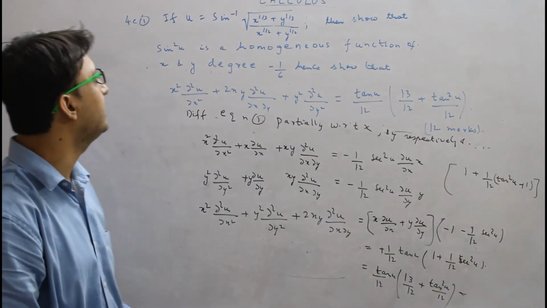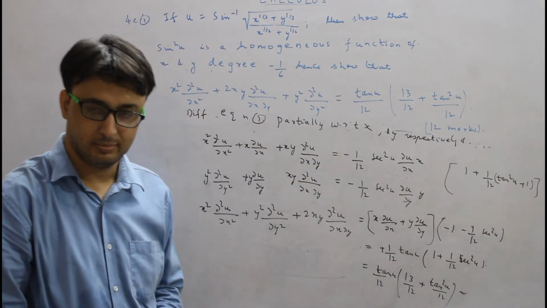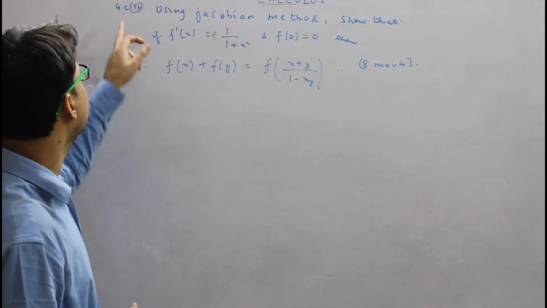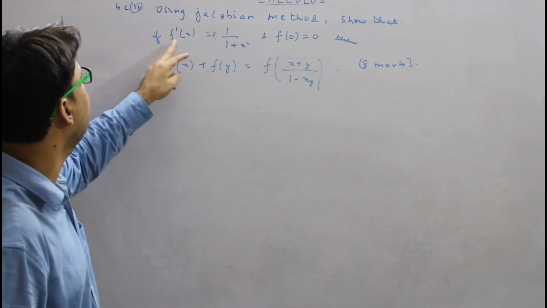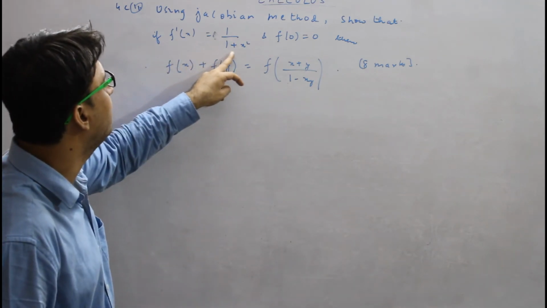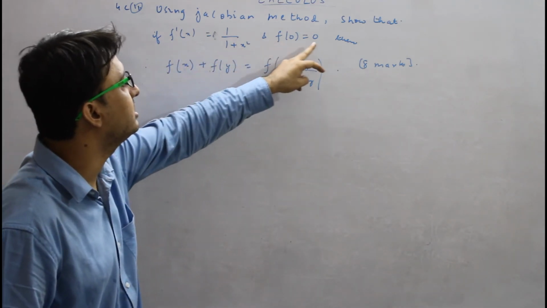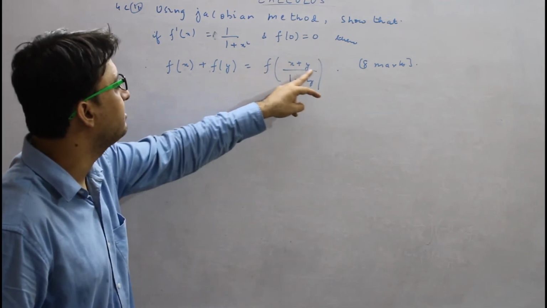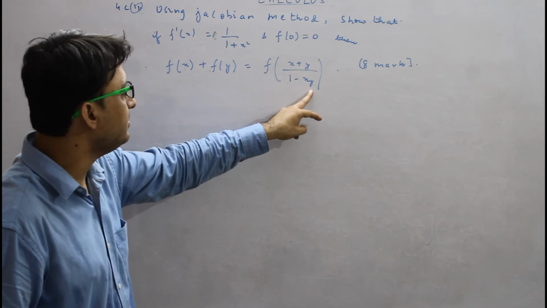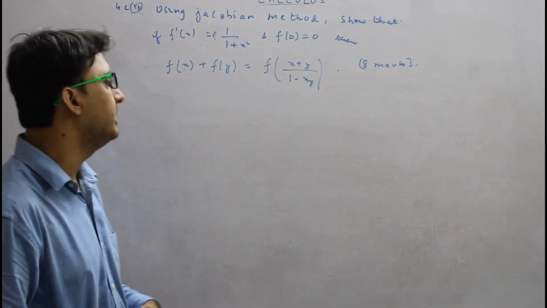Now I will take the last question for the session. So the question is 4c2. We have to use the Jacobian method to show that if f'(x) is equal to 1/(1+x²) and f(0) is equal to 0, then f(x) plus f(y) is equal to f((x+y)/(1−xy)). It is asked for 8 marks.